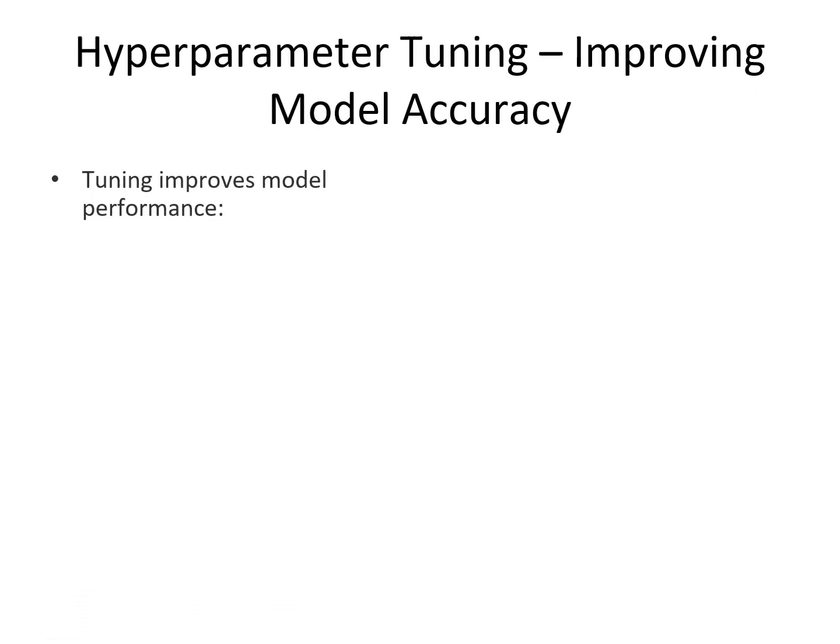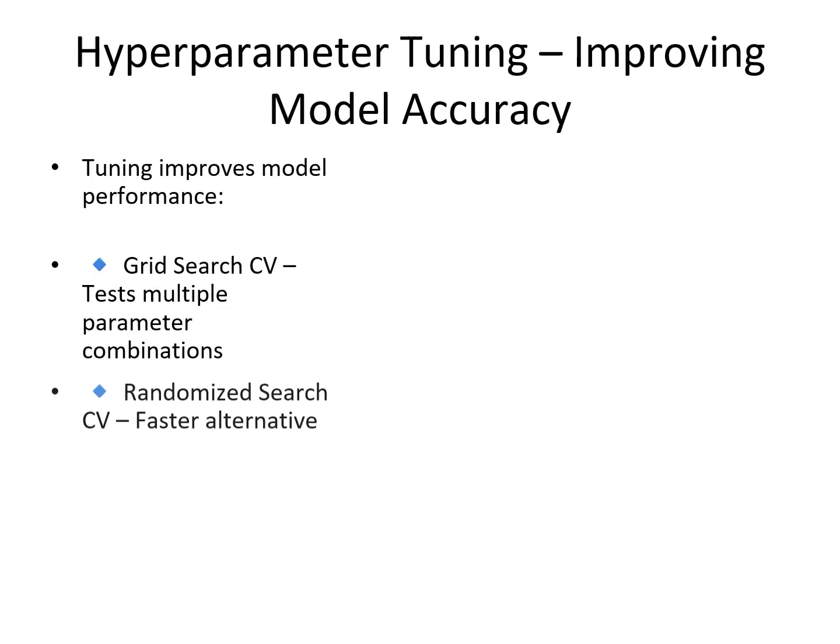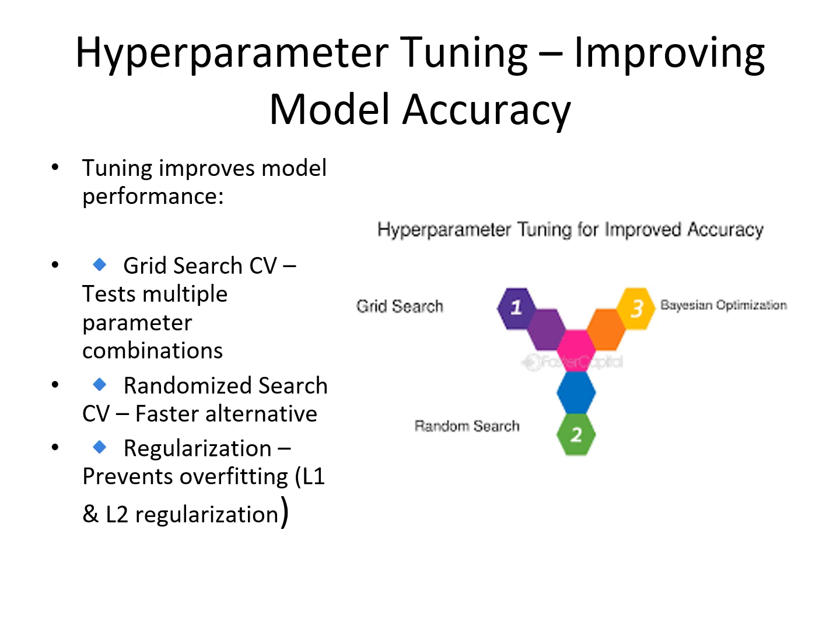The last topic of model building is hyperparameter tuning. What is hyperparameter tuning? It is nothing but improving model accuracy. Improving accuracy is one way to boost your model's performance. Try hyperparameter tuning. This process fine-tunes model settings for better accuracy.